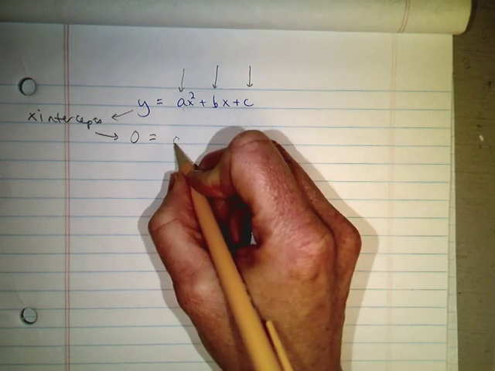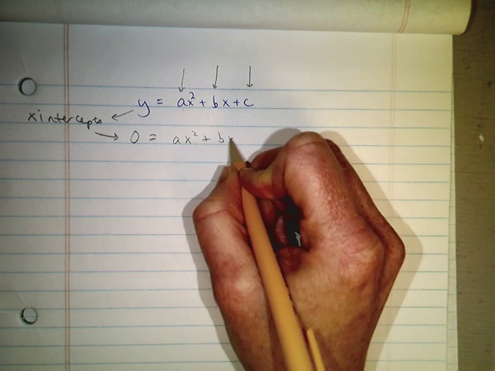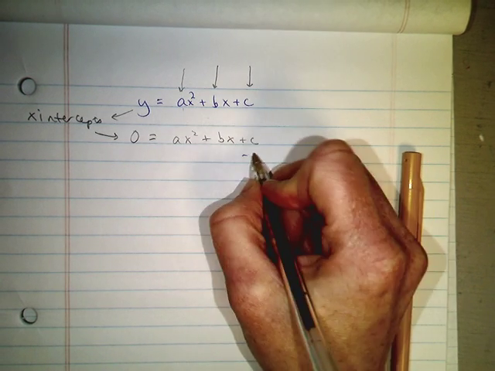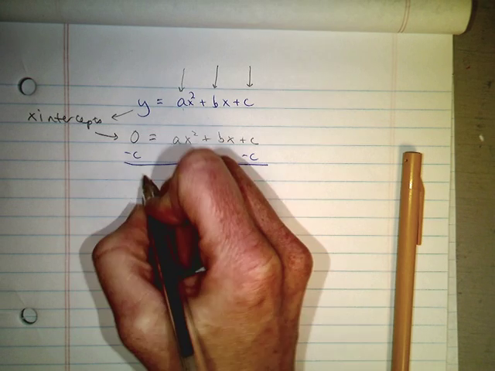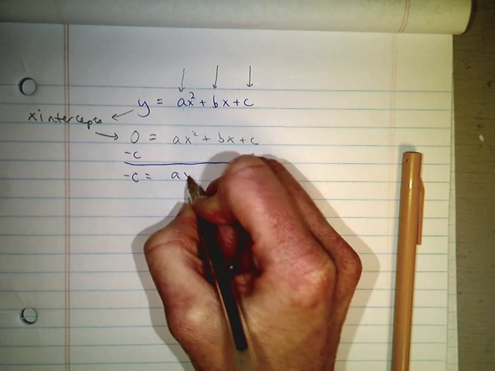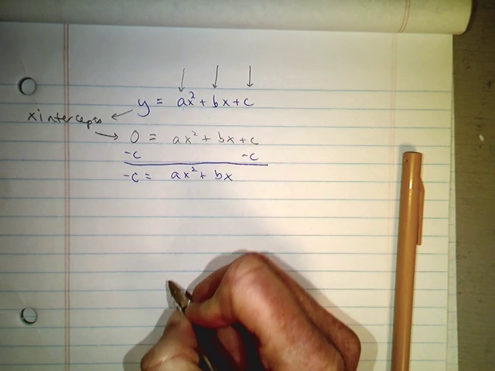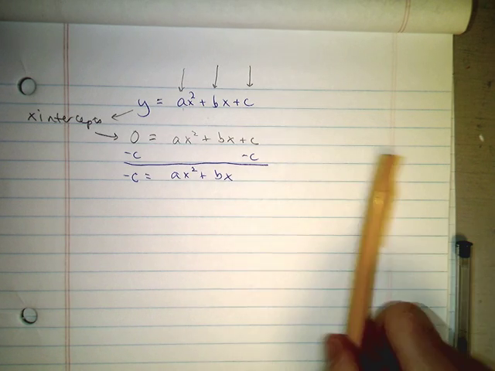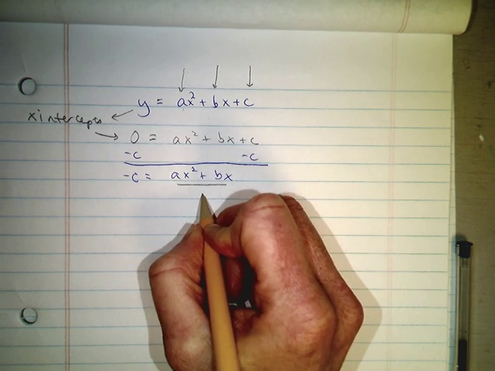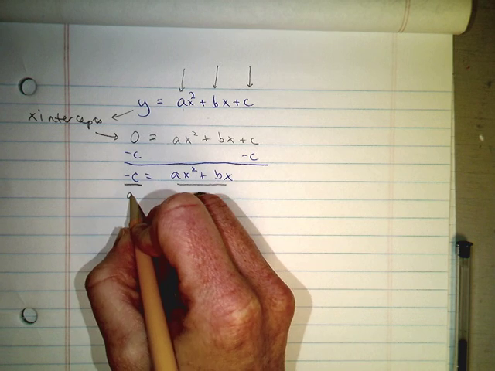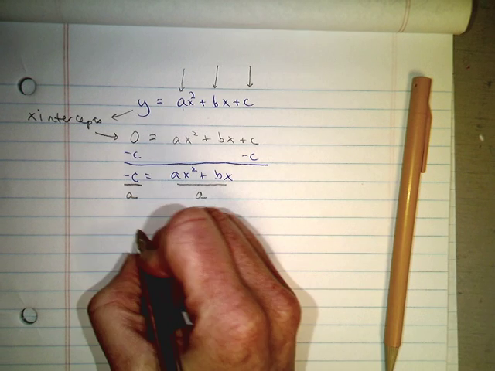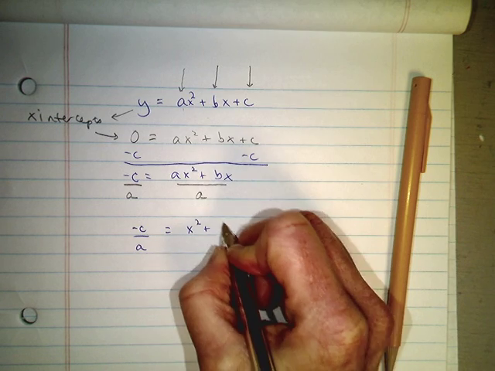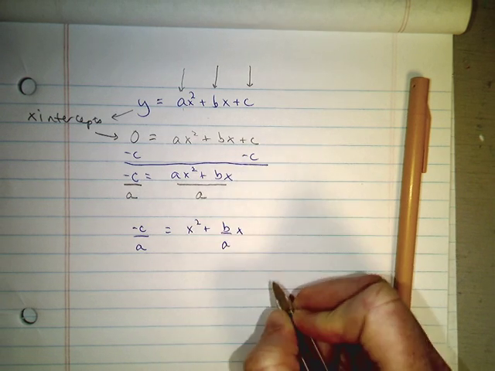Okay, so I have ax squared plus bx plus c. Then the next thing I'm going to do is subtract c from both sides. So I have negative c equals ax squared plus bx. Now I need to get rid of this a on my x squared, or my quadratic term. I have to divide everything by a. So I have negative c over a equals x squared plus b over a x.